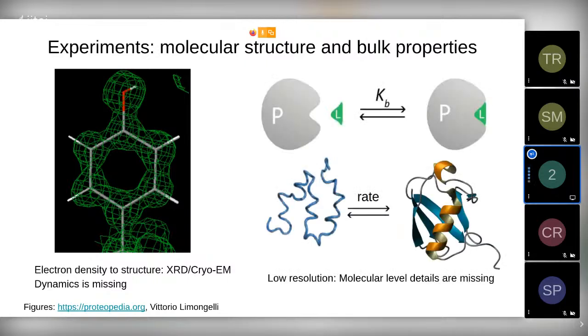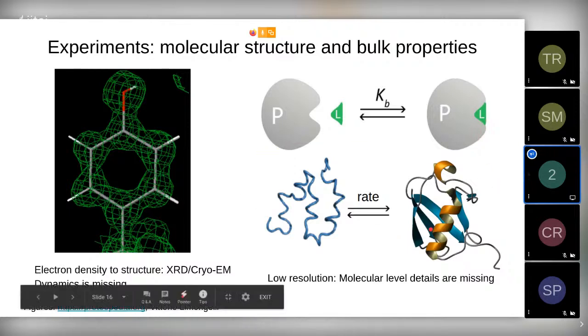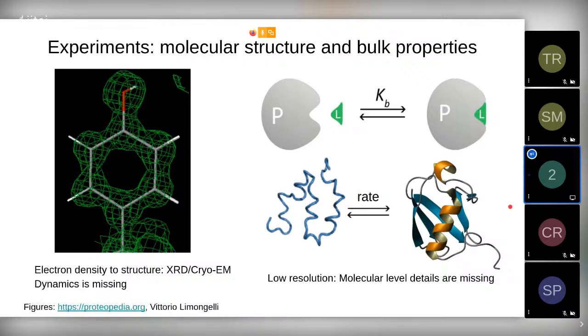On the other extreme, the experiments also predict some bulk properties. For example, this is the binding constant of a protein and a small molecule ligand, or maybe the rate constant of folding and unfolding of a protein. So these are specific numbers which we can get from an experiment, and these are very low resolution pictures because we just know the particular number and not the molecular level details which are giving rise to that particular value or the mechanism.